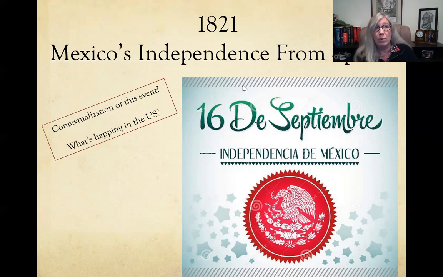Here's a possibility. We know that cotton is king in the United States. We know that there's a lot of cultivation of cotton that's making a good profit for them. Could this also happen in Mexico? So other countries began to think maybe there's opportunity here for expansion. And they don't really see Mexico as being a long-term independent country. Some Americans also begin to look at Mexico as an opportunity.